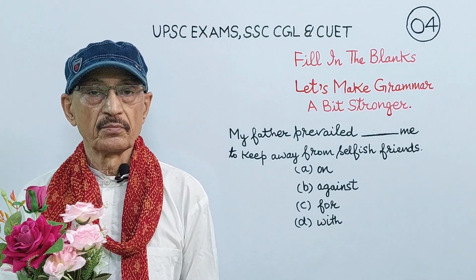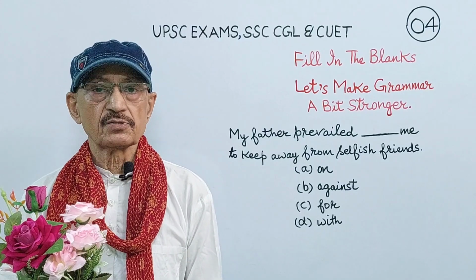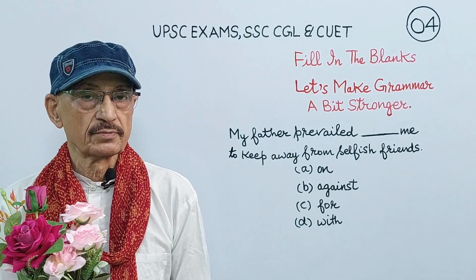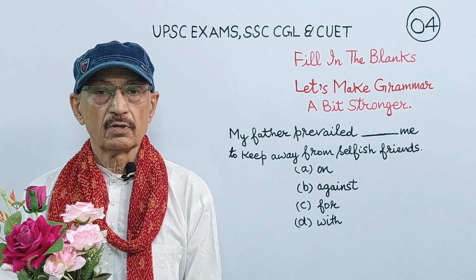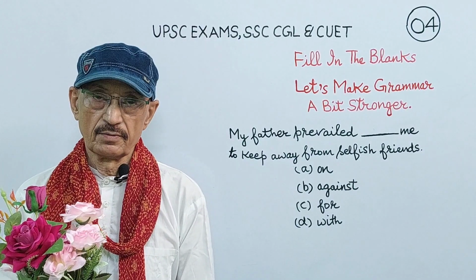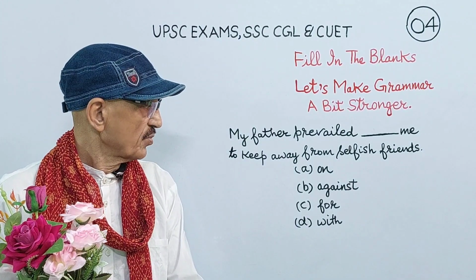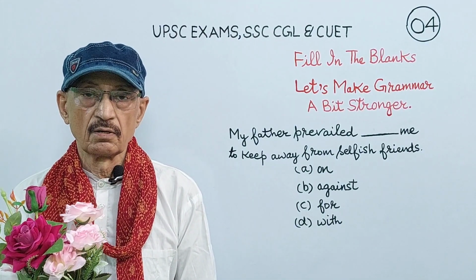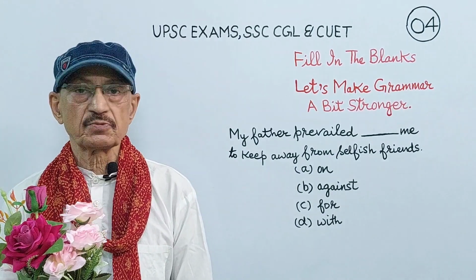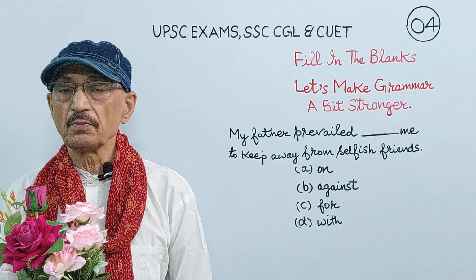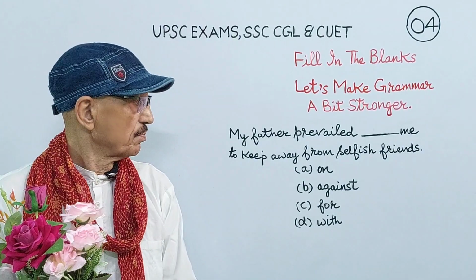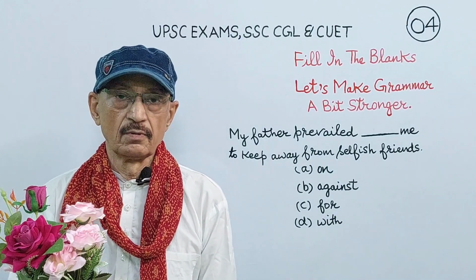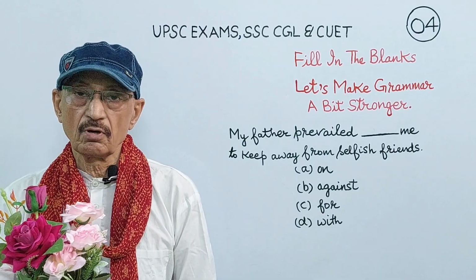My father prevailed blank space me to keep away from selfish friends. There is a group of 4 alternative prepositions here. These prepositions are on, against, for, with. Which preposition do you think is a right one to fill this blank space? My father prevailed blank space me to keep away from selfish friends. You should take preposition on here.